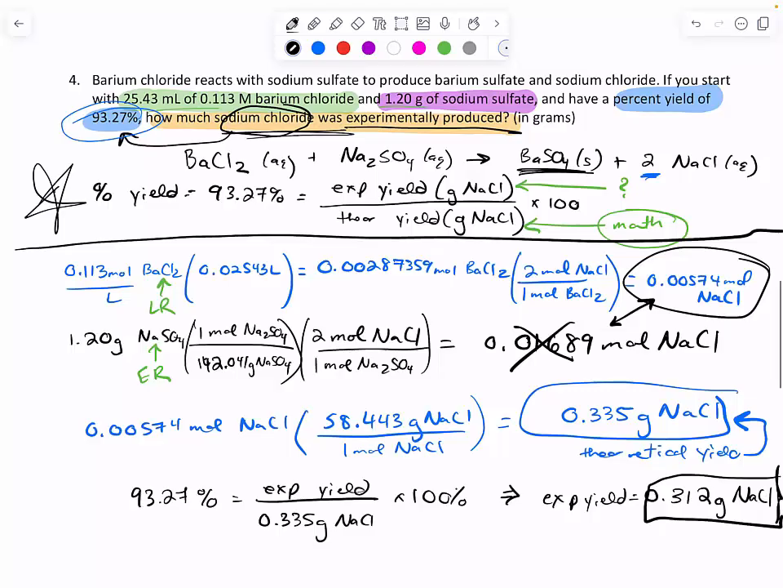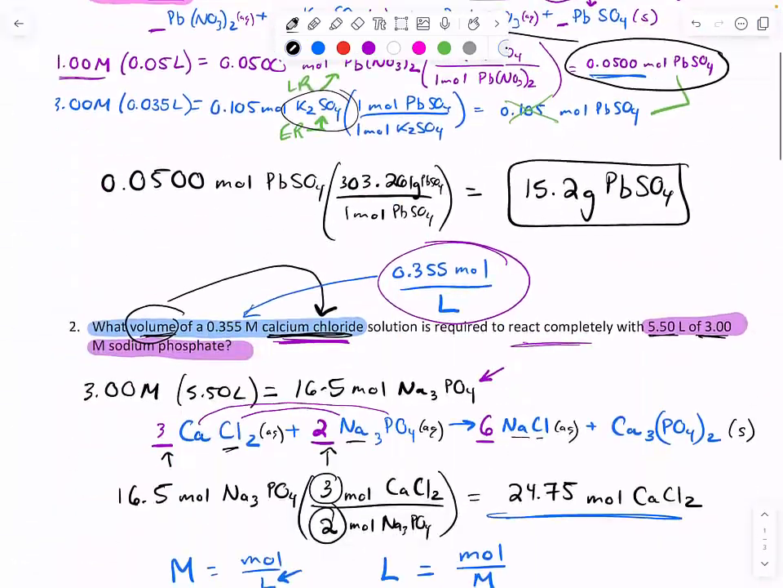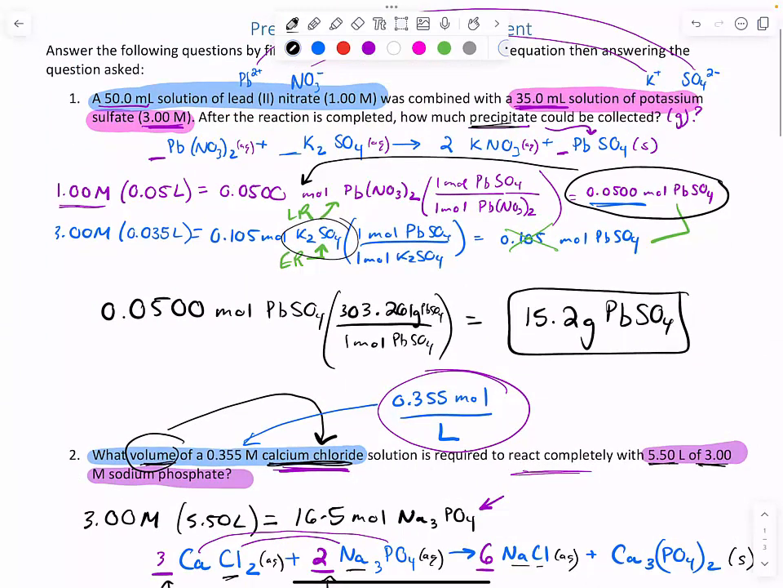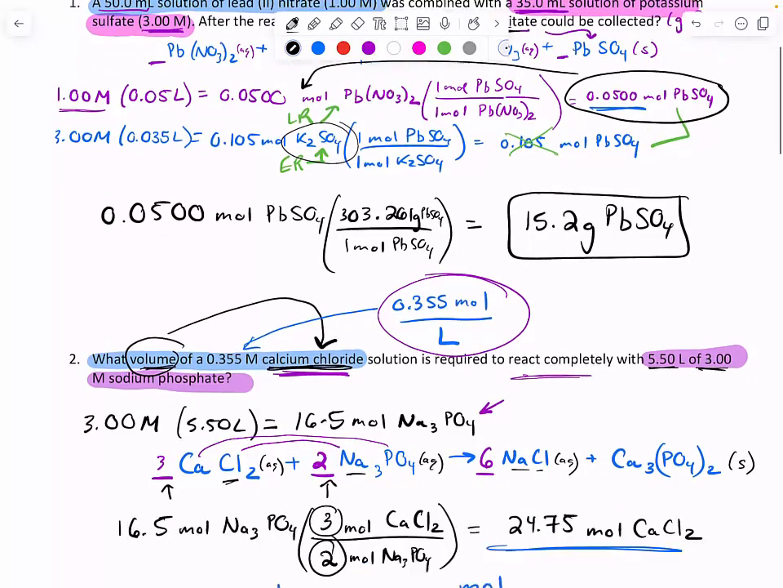And with that, you can see how each of these is different, but they have the same kind of idea. You write a balanced chemical equation, you use your brain to convert it to moles, and then you use your brain a little bit more to figure out what to do next.